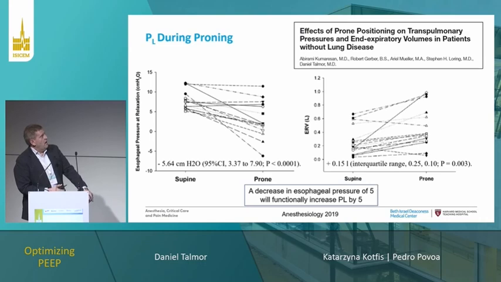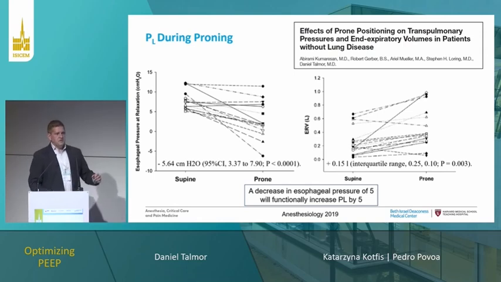So here's a study we did. This is in healthy patients in the operating room. They were getting spine surgery. And we placed esophageal balloons, and we looked at their expiratory reserve volume. And you can see what happened to the esophageal pressure during proning was essentially a decrease of about 5 centimeters of water in every patient.